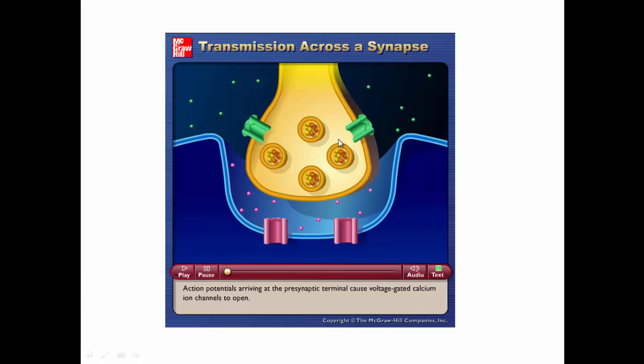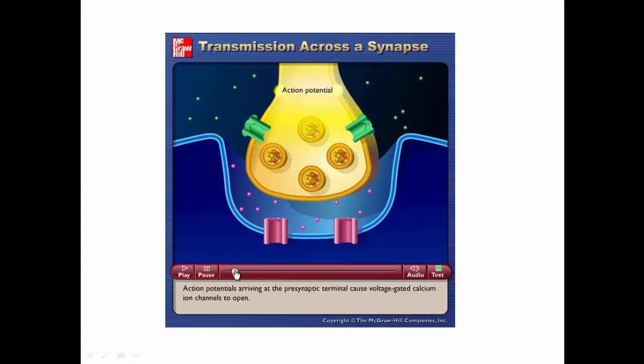So here we can see a synapse. This is our presynaptic neuron, this is our postsynaptic neuron, and here's our cleft. You can see our synaptic vesicles inside the presynaptic neuron. These are our voltage-gated calcium channels, okay? And these are the neurotransmitter receptors, in this case acetylcholine receptors.